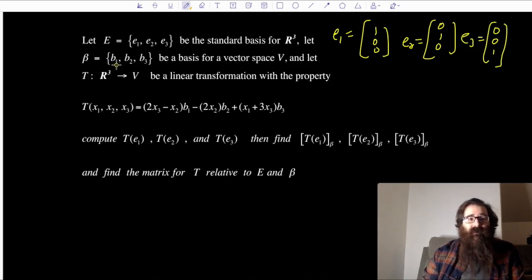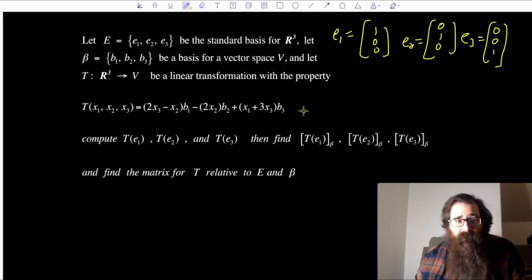And let beta be the set of vectors b sub 1, b sub 2, b sub 3, a basis for vector space capital V. And let T be a transformation that maps from R3 to vector space V, some linear transformation with the property described here. Transformation T applied on (x sub 1, x sub 2, x sub 3) is equal to (2x sub 3 minus x sub 2) times b sub 1 minus 2x sub 2 times b sub 2 plus (x sub 1 plus 3x sub 3) times b sub 3.